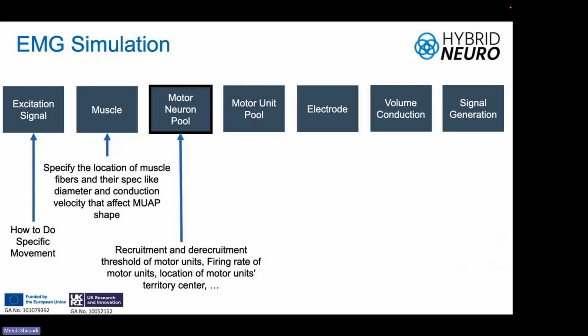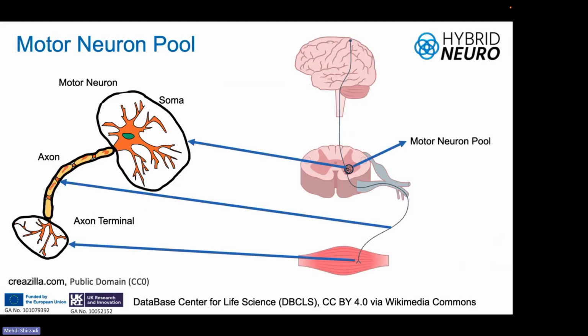In the motor neuron pool, we need to create and assign the recruitment ratio, de-recruitment ratio, the location of the territory center, the firing rate, and all of these things for each one of the muscles. So generally, the excitation signal is created here based on the muscle that we want to stimulate and activate. The location of the motor neuron pool is different, and can be the spinal cord or brain. For all muscles, it stays in the spinal cord.